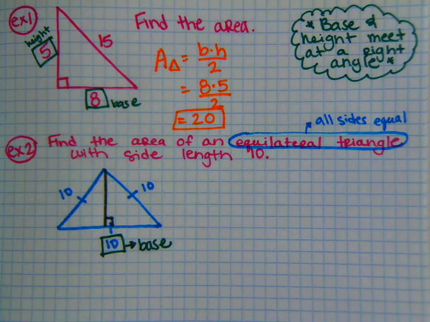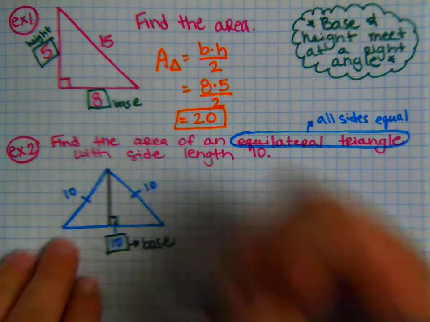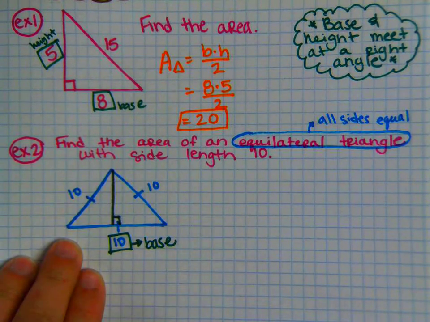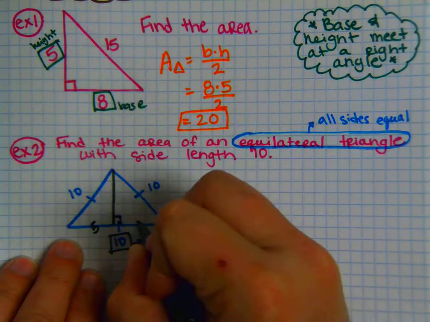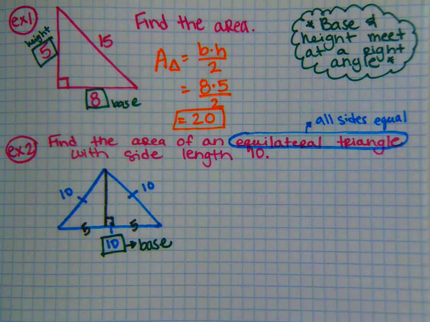Okay? Now when you do that in an equilateral triangle, it splits that length in half. So we have 5 here and 5 here.